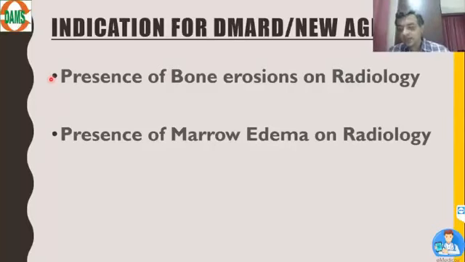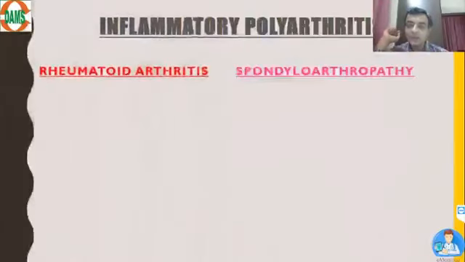Very good, correct answer. So you want to give only when there is bone erosion and marrow edema. Then only you want to consider newer agent in the treatment of SPA. So to complete our class, we are going to look at the features of SPA and revise them.